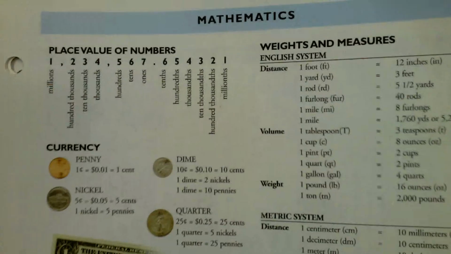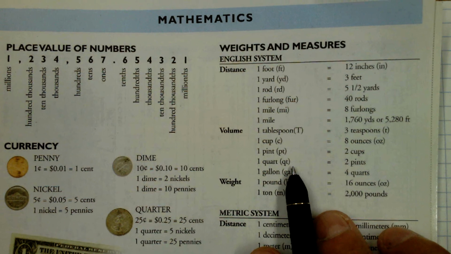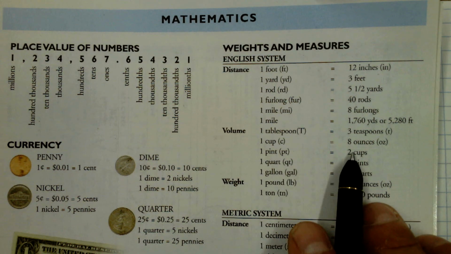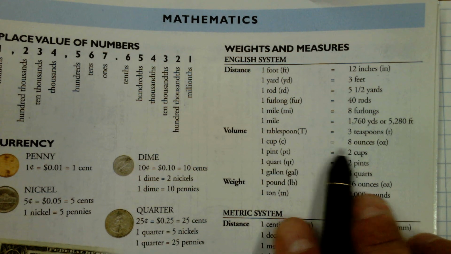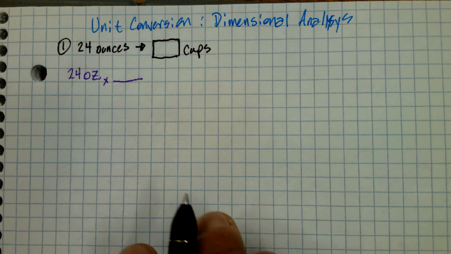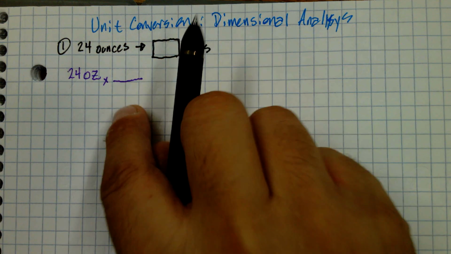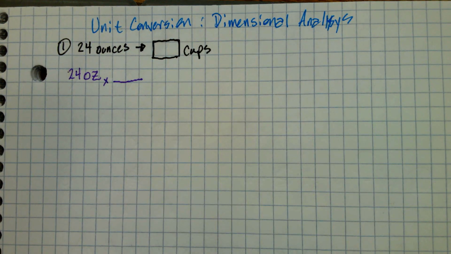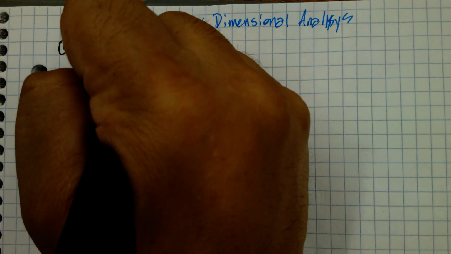So we have ounces. We need some sort of connection between ounces and cups. 8 ounces for 1 cup. Yeah, 8 ounces per 1 cup. So that one was easy. So let's go ahead and, do we want ounces over cups or do we want cups over ounces? Cups over ounces. And what did they tell us? It was eight. Yep. 8 ounces is 1 cup.